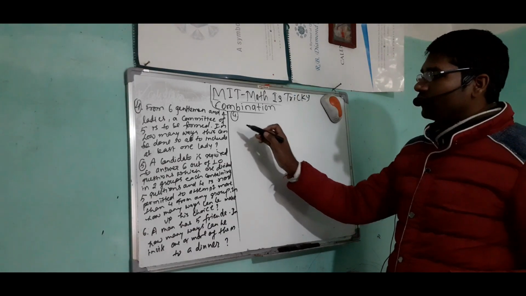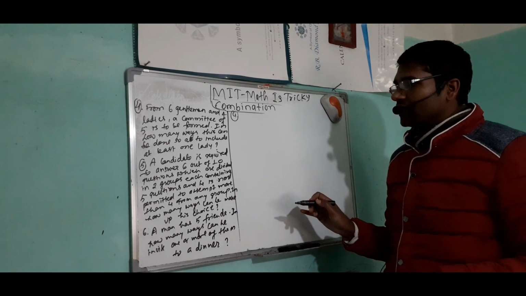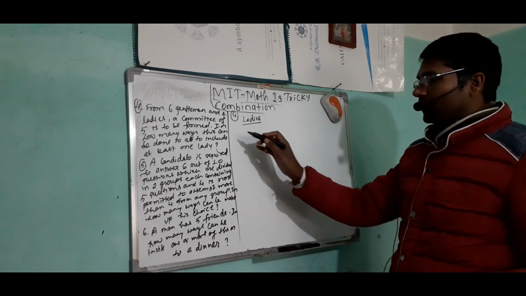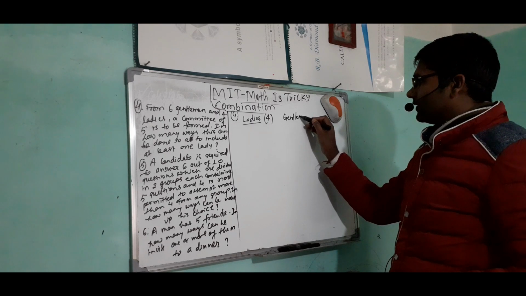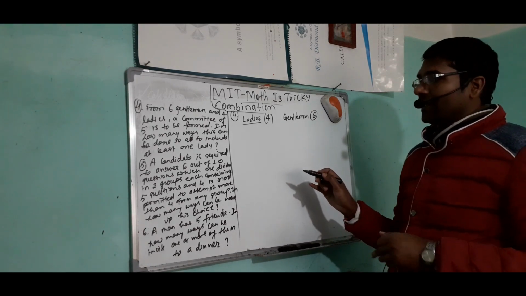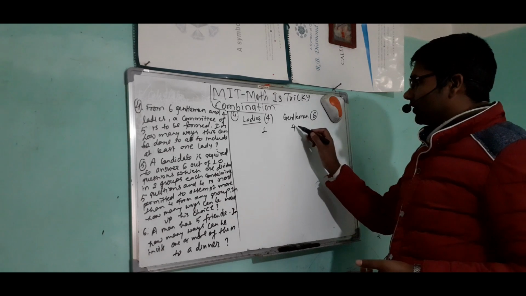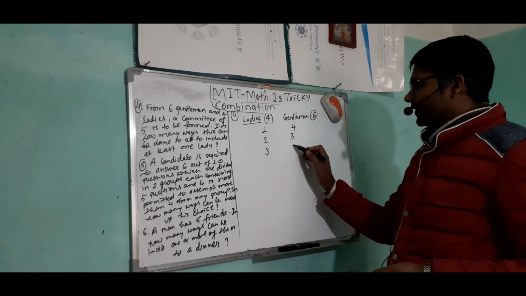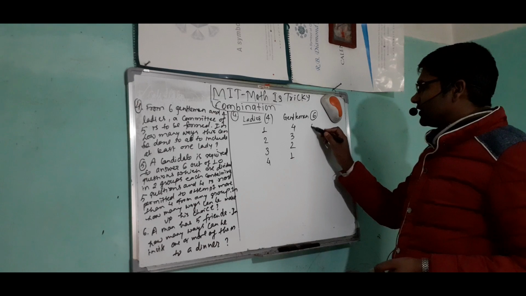From 6 gentlemen and 4 ladies, a committee of 5 is to be formed. In how many ways can this be done so as to include at least one lady? The total number of ladies is 4, and gentlemen is 6. So we have to include at least one lady, and we have to make a committee of 5. So if there is one lady, there should be 4 gentlemen, because the total is 5. If 2 ladies, then 3 gentlemen. If 3, then 2. If 4, then 1. Remember, we have to make a committee of 5.